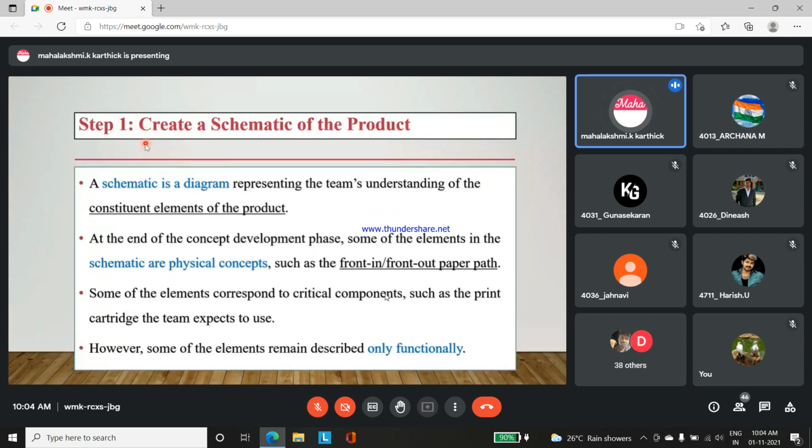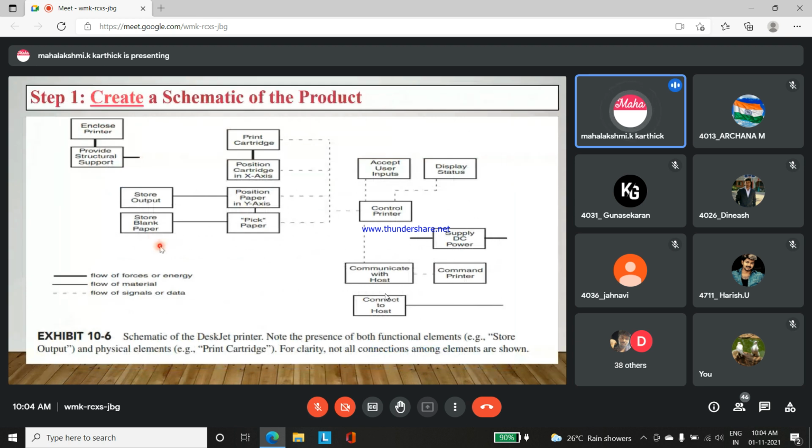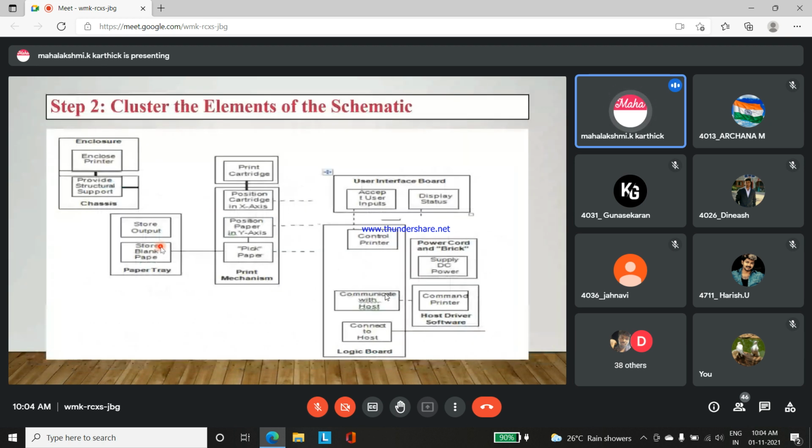After identifying all the elements in the step 1 process, now we have to go for step 2: making the physical parts or functional parts which can be clustered together, which can be integrated together. When you go for grouping, it is easy for us to make the product architecture simpler, and we are not going to make it complicated. We are going to integrate properly.